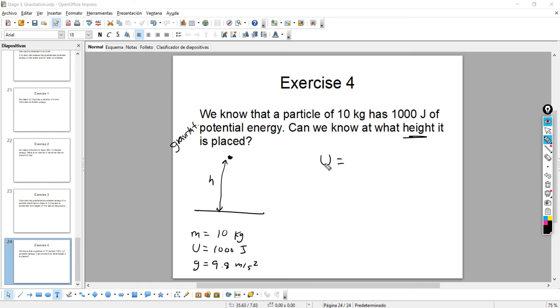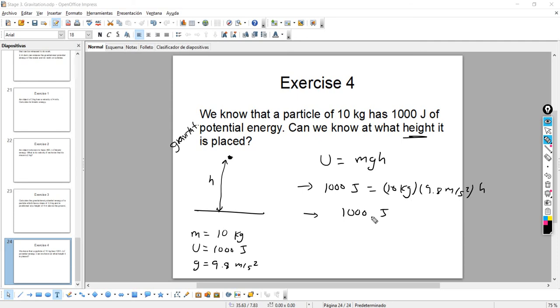Yes, because if we write the formula for the gravitational potential energy, we're gonna write this, right? And basically just substitute the gravitational potential energy, which is 1000 joules, equals the mass, which is 10 kilograms, times G, which is 9.8, times the height. And as you can see, guys, this is an equation which only contains one variable, the height, and therefore we can solve it. We can just isolate the height.